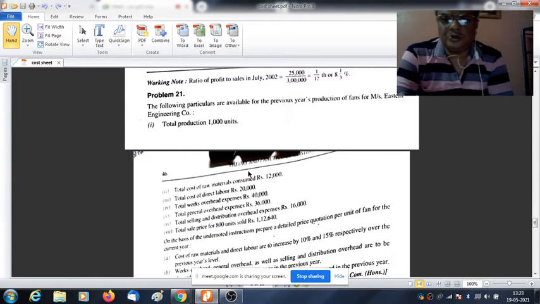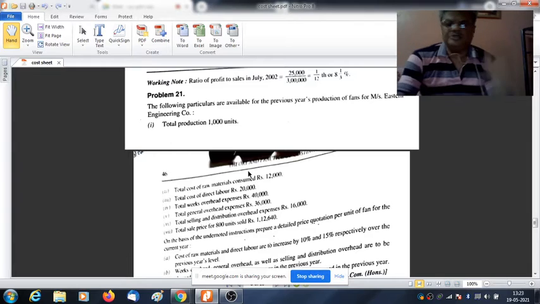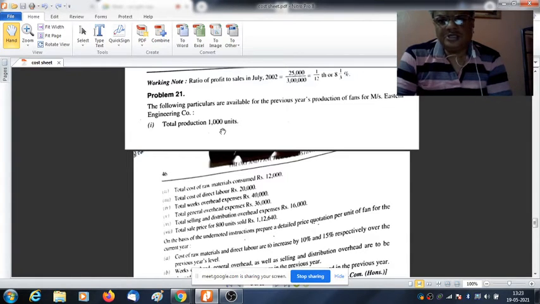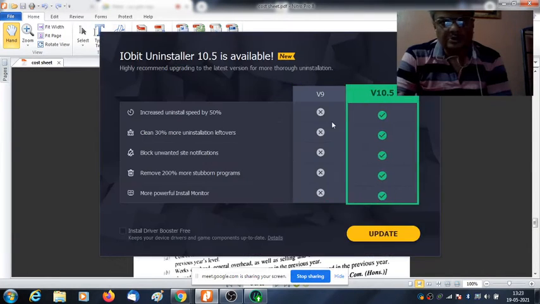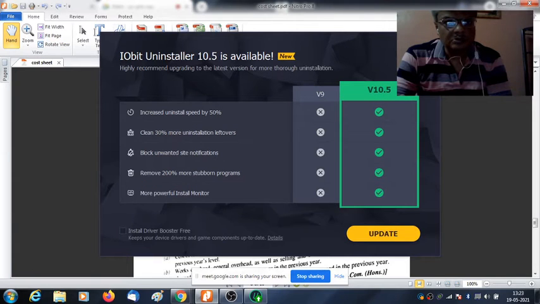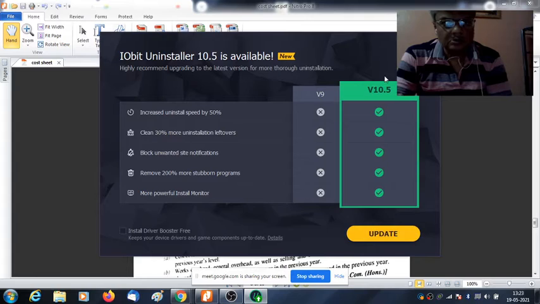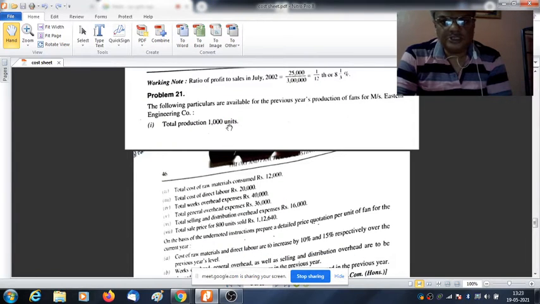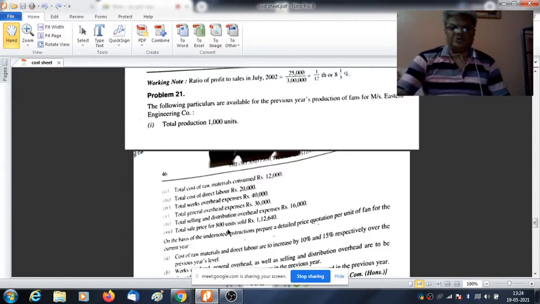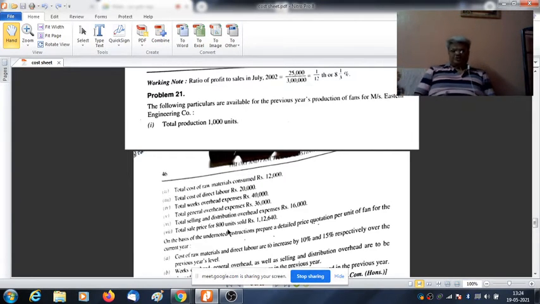Though the data seems very simple, it is not so simple, because you can see production is given as 1000 units. Production is given as 1000 units, but units sold is given as 800 units. So how would you interpret the situation? Tell me.